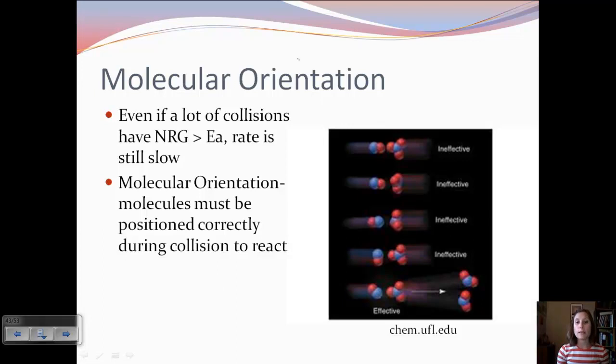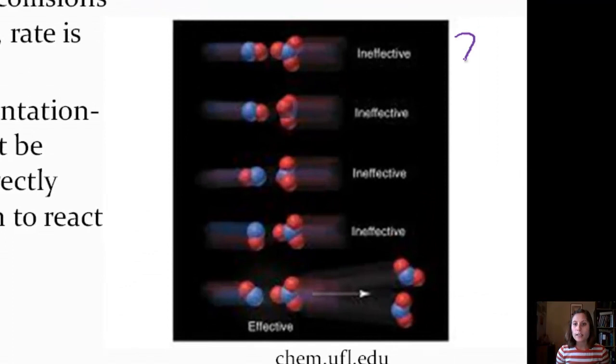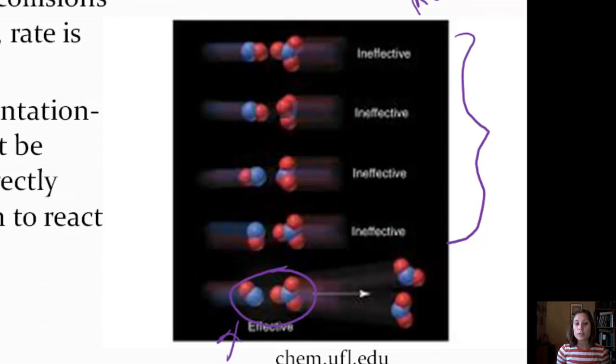And so here's an example of that. Some of the text isn't the best, but basically all of these collisions are called ineffective. Things are going to collide, but they're not going to produce products. We need to have this very specific orientation in order to get an effective collision, and then to actually produce products. So not all collisions are going to result in products.